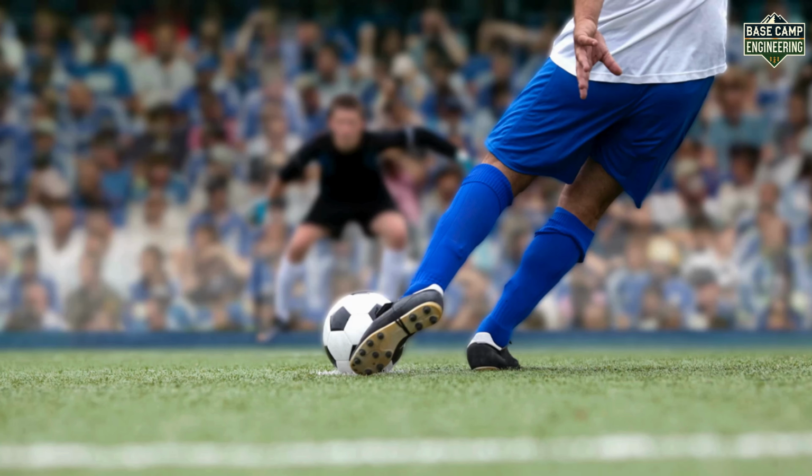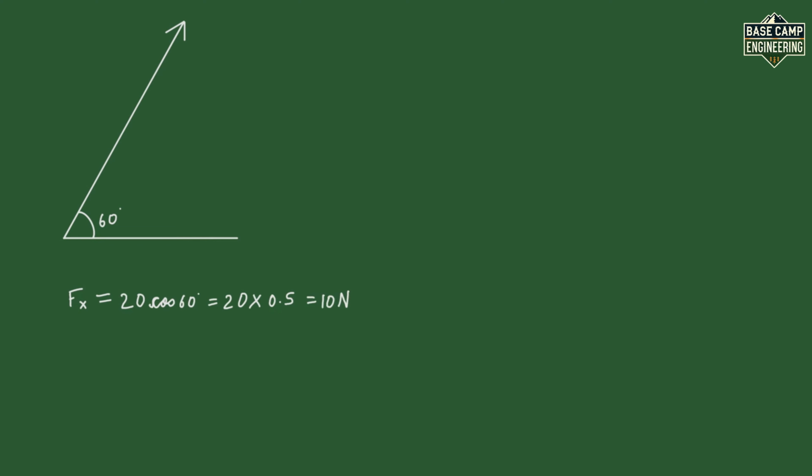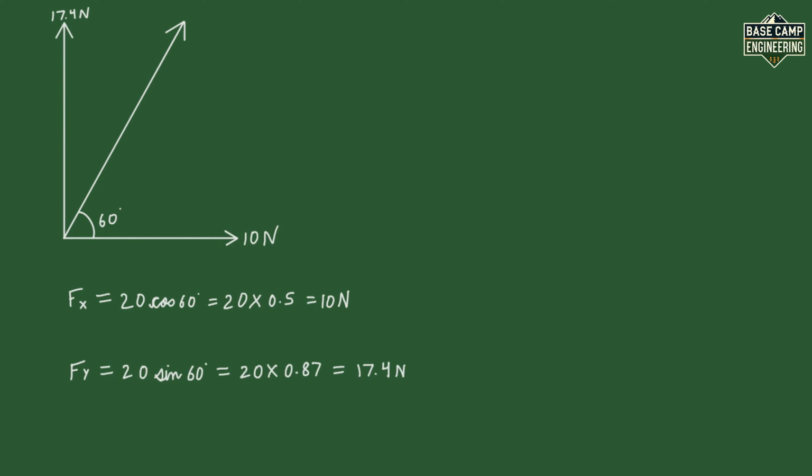Finally, let's think about kicking a soccer ball during a game. You kick the ball with a force of 20 newtons at a 60-degree angle toward the goal. That's a vector because it has a direction. Engineers studying the ball's motion use trigonometry to see how far it will go. The forward force is 20 newtons multiplied by cosine of 60 degrees, which is 0.5, so 10 newtons toward the goal. The upward force, which makes the ball fly, is 20 multiplied by sine of 60 degrees, about 0.87, so 17.4 newtons upward.